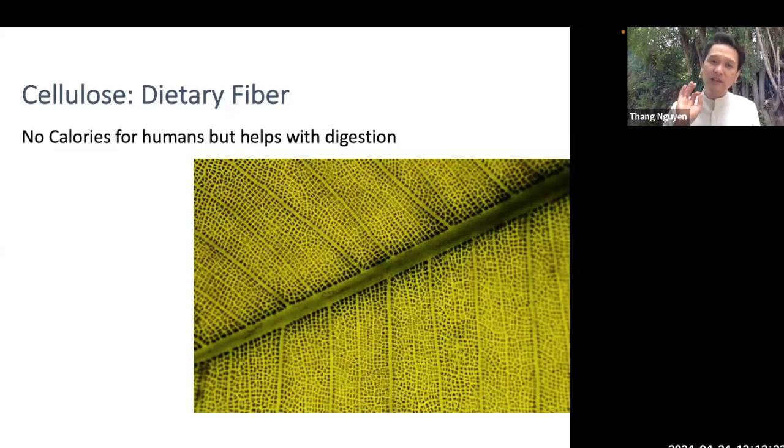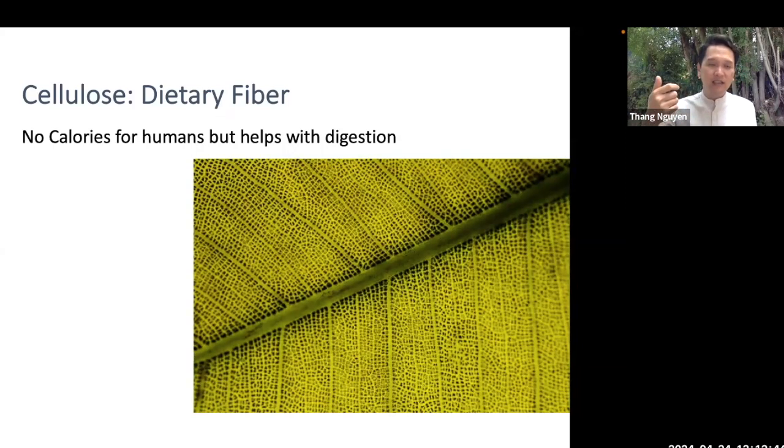However, even though they do not give us calories, cellulose is important in your diet because it is known as dietary fiber. It is the one that makes your bowel movement, your digestive system go. So they are very healthy for us nonetheless. So where are they? Like I said, they are in things like leaves, so grass.